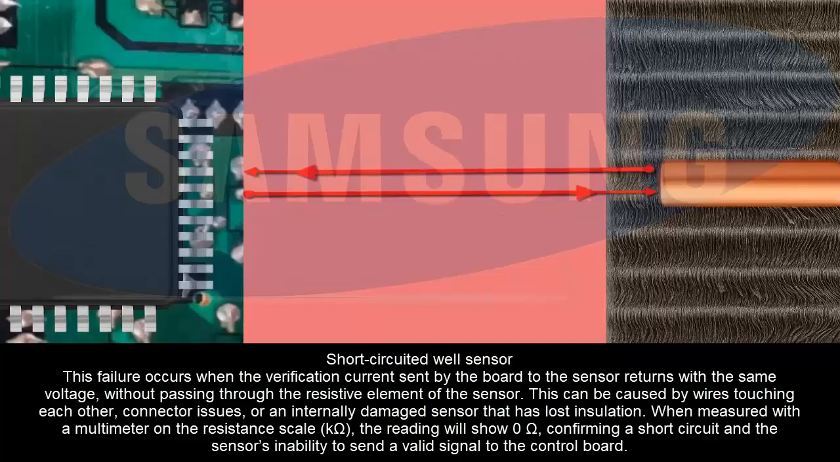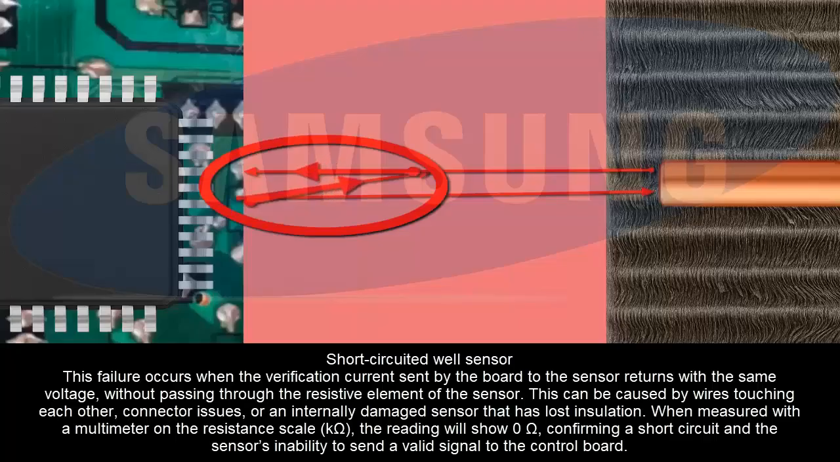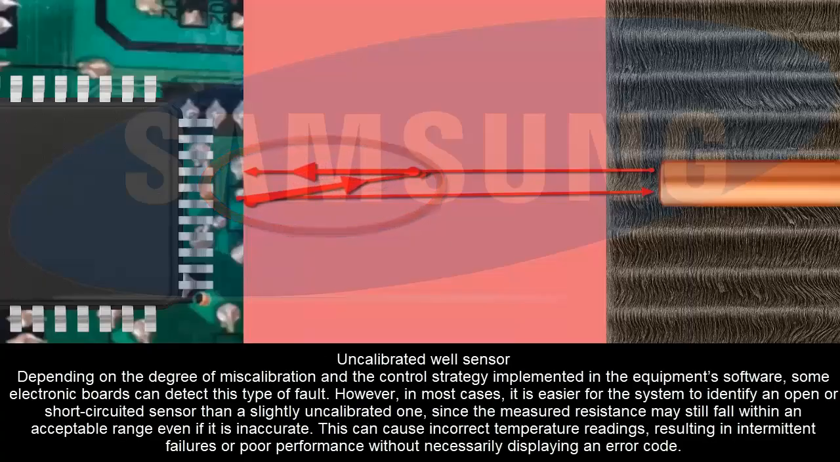Short-circuited well sensor. This failure occurs when the verification current sent by the board to the sensor returns with the same voltage without passing through the resistive element of the sensor. This can be caused by wires touching each other, connector issues, or an internally damaged sensor that has lost insulation. When measured with a multimeter on the resistance scale, kilo ohms, the reading will show 0 ohms, confirming a short circuit and the sensor's inability to send a valid signal to the control board.